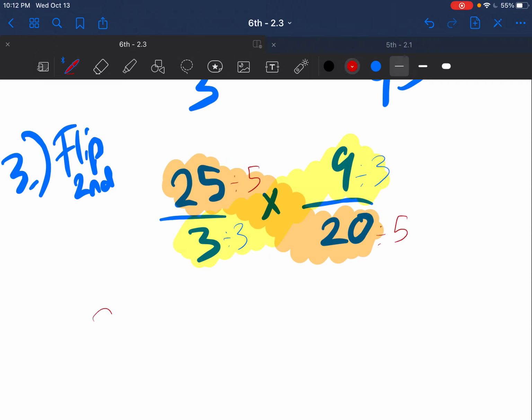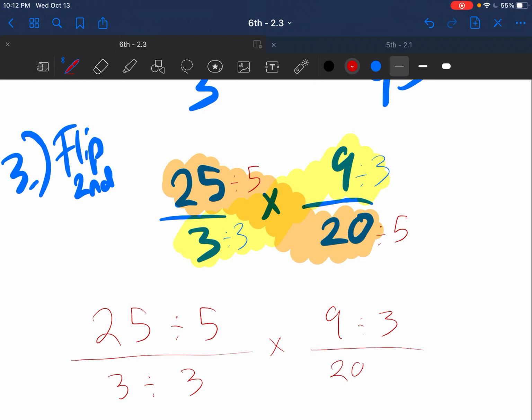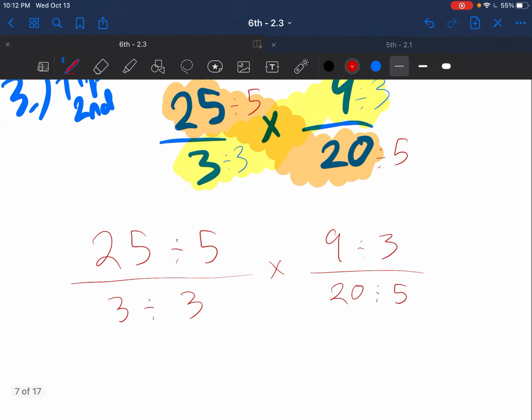So let's write this all out. I have 25 divided by 5 and 3 divided by 3. Again, ladies and gentlemen, if you are just copying this down, this is not going to help you. Your job is to be able to answer these questions on your own without having my help.